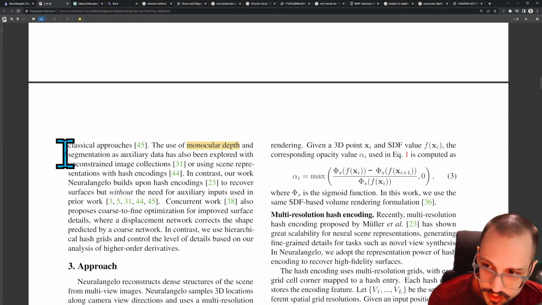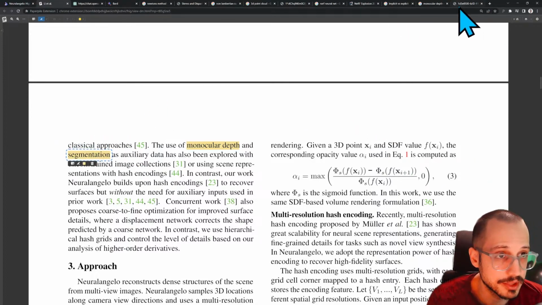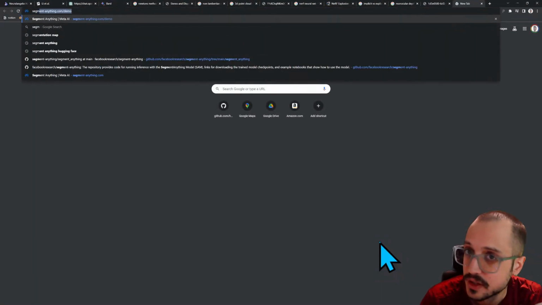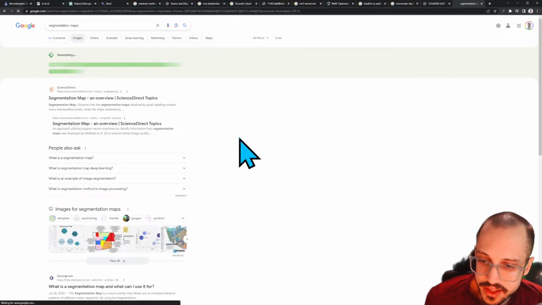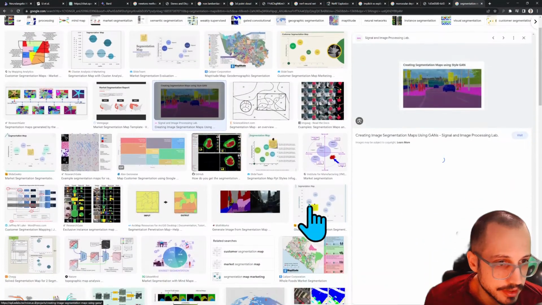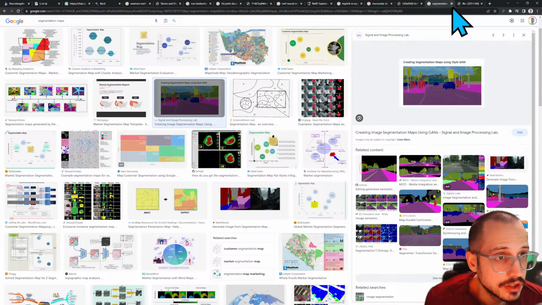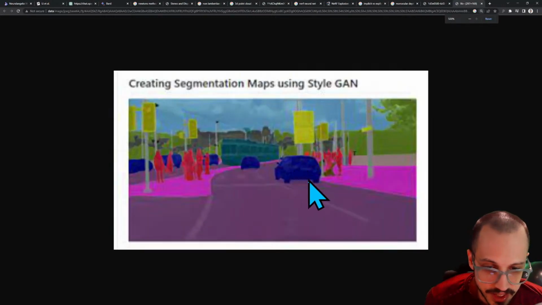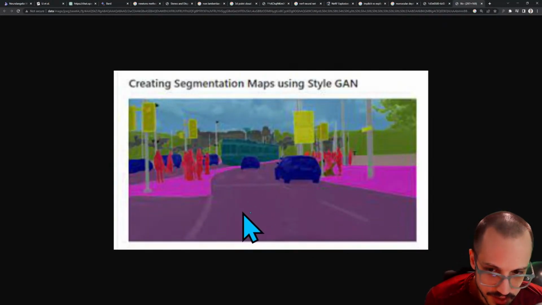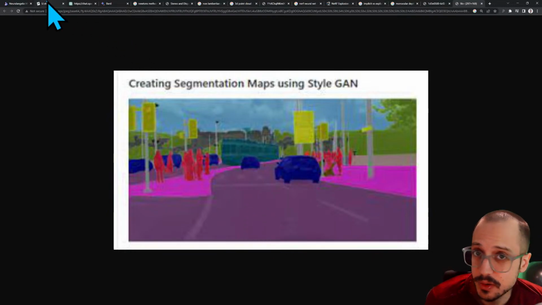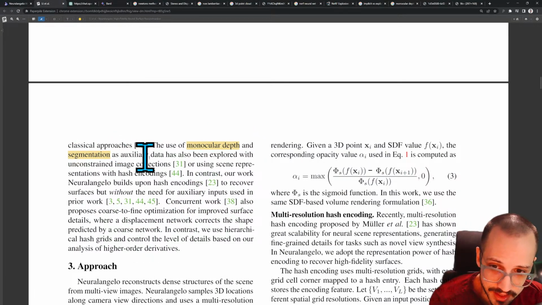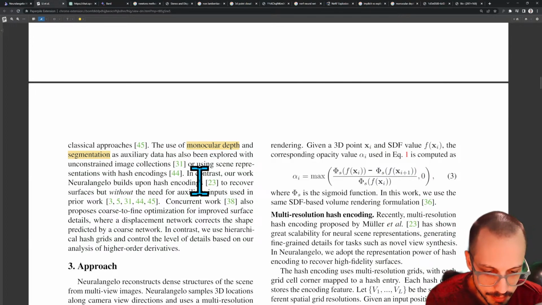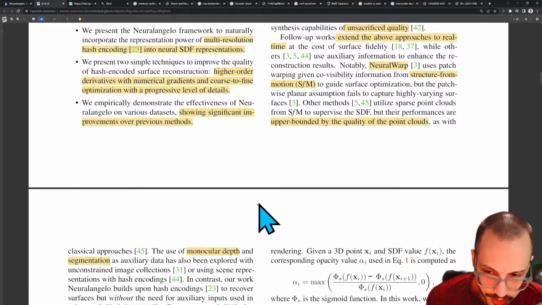And segmentation, obviously everybody knows what segmentation is, but a segmentation map is like this. It's basically this one here. It's a picture that is separated into the different areas of the picture that have semantic meaning. So here you obviously have some category for car, you have sign, you have person, you have road, and so on. So if you have depth, if you have segmentation, you can use that as auxiliary data to basically improve the performance of your surface reconstruction.